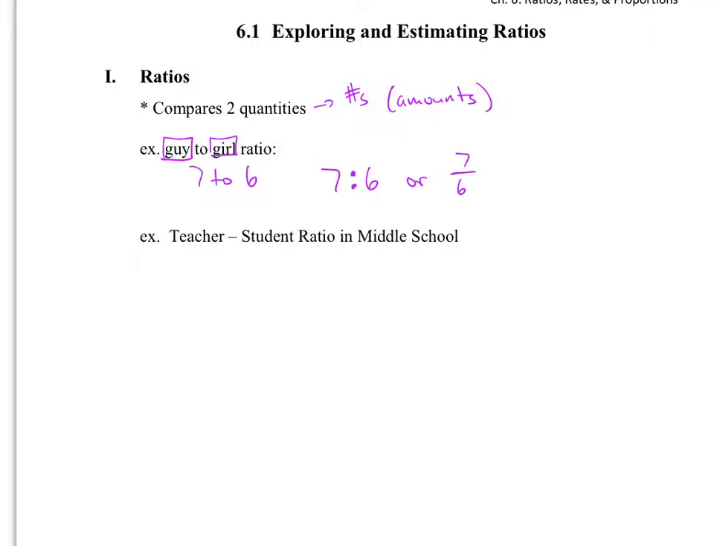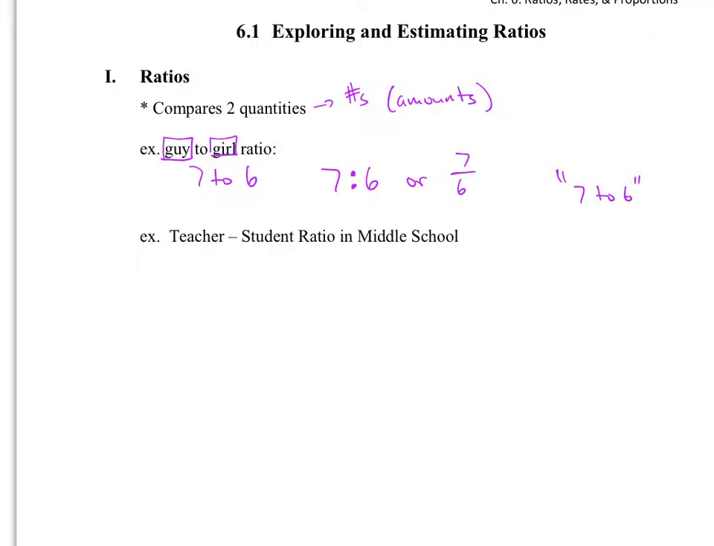And we read each of those the same way. We read it as if it were to say 7 to 6. So we read it as if the middle, the dots or the fraction sign, is the word to. But you can write it any of those 3 ways. So if a question says, write the ratio of 7 to 6 3 different ways, you would write it those 3 ways. Okay? That's writing ratios different ways.